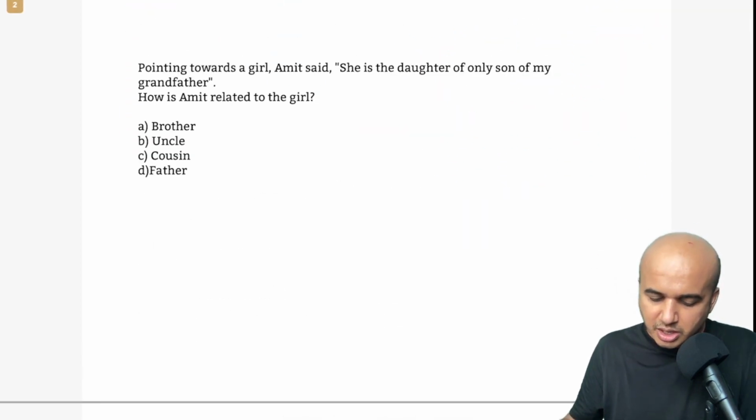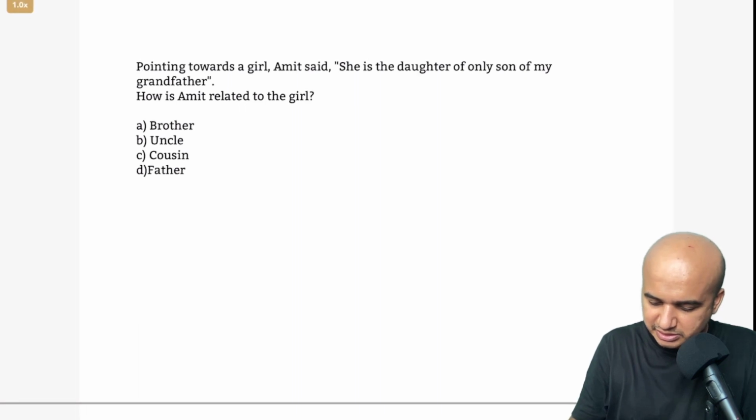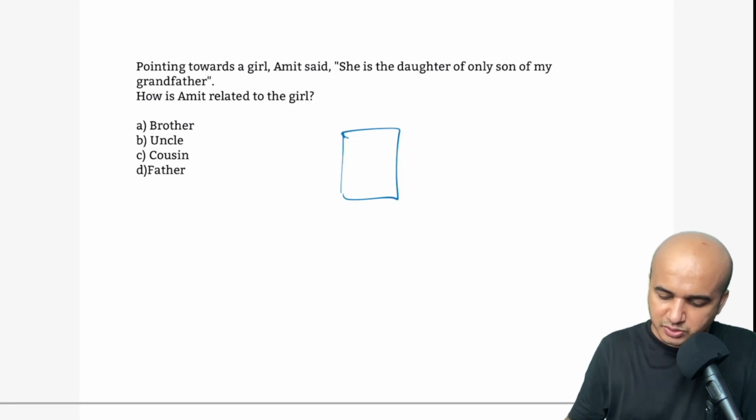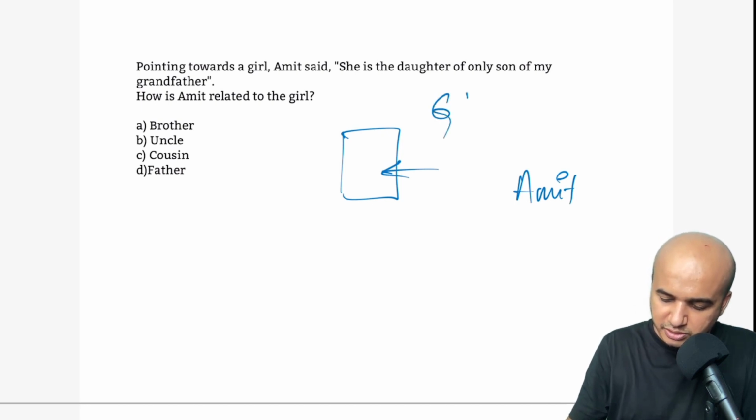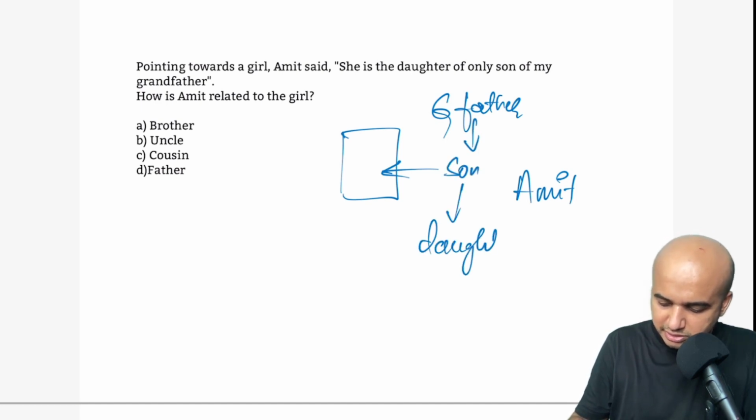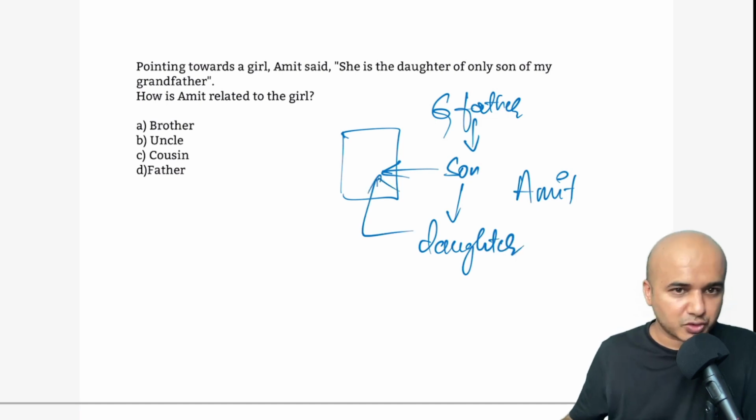Next. Pointing towards a girl, Amit said, she's the daughter of only son of my grandfather. How is Amit related to the girl? Okay, let's say this is the person who is in the photograph. So now what is Amit saying? This person is the daughter of the only son of my grandfather. So we'll have to start with Amit's grandfather. So this grandfather has only one son, and that son has a daughter, and this daughter is the same as the person in the photograph.